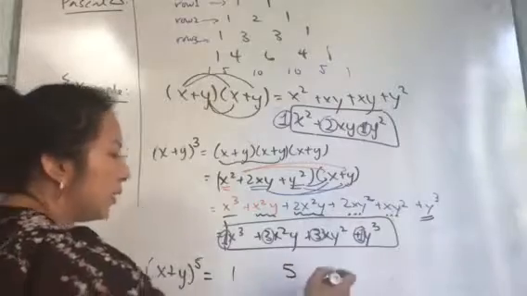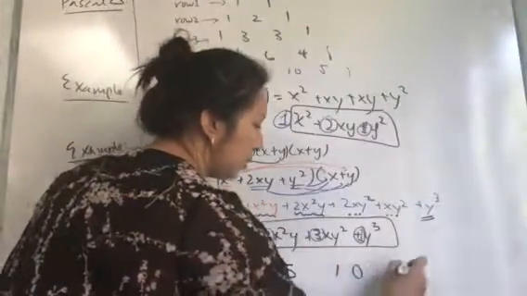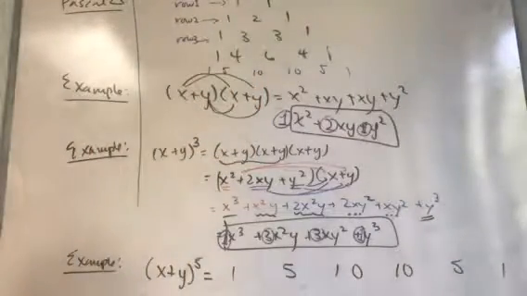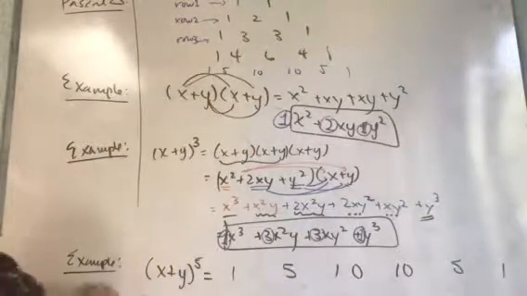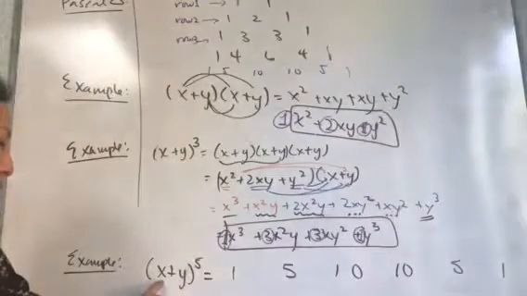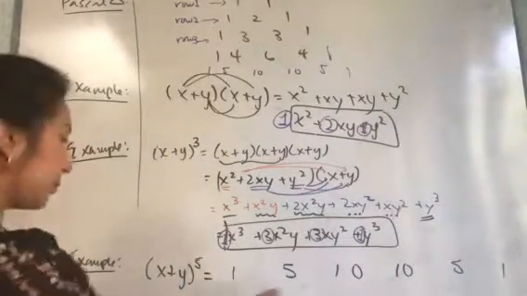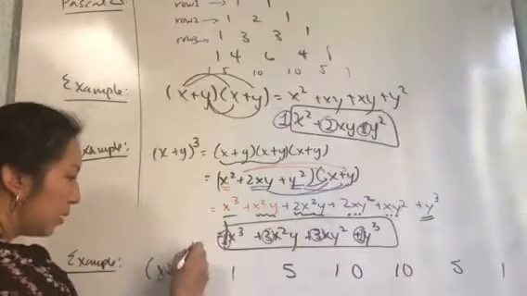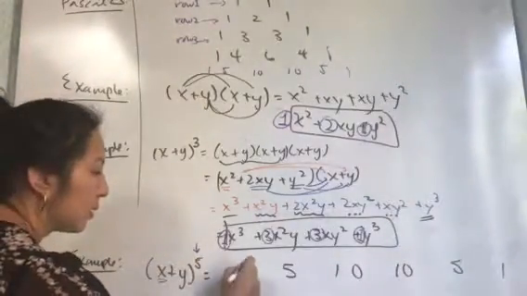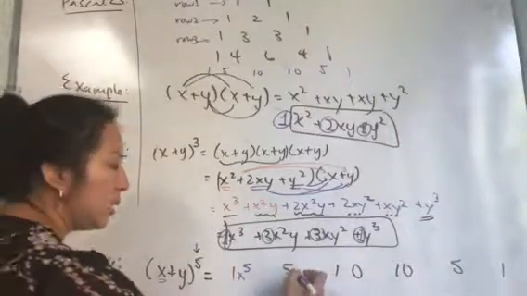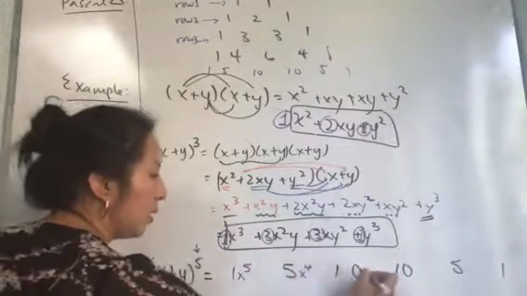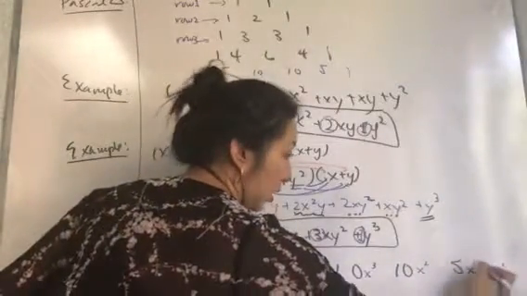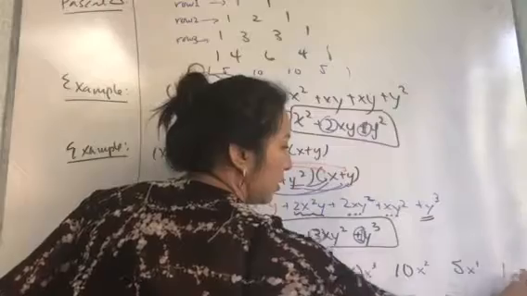1, 5, 10, 10, 5, 1. And how the rest of this unveils is that we write the first term, which is x. I'll use a different color. Okay, to the highest degree, which is 5. And then the next term is going to be a decrease of 1 degree. And then another decrease of another degree, another degree, another degree, and 0.